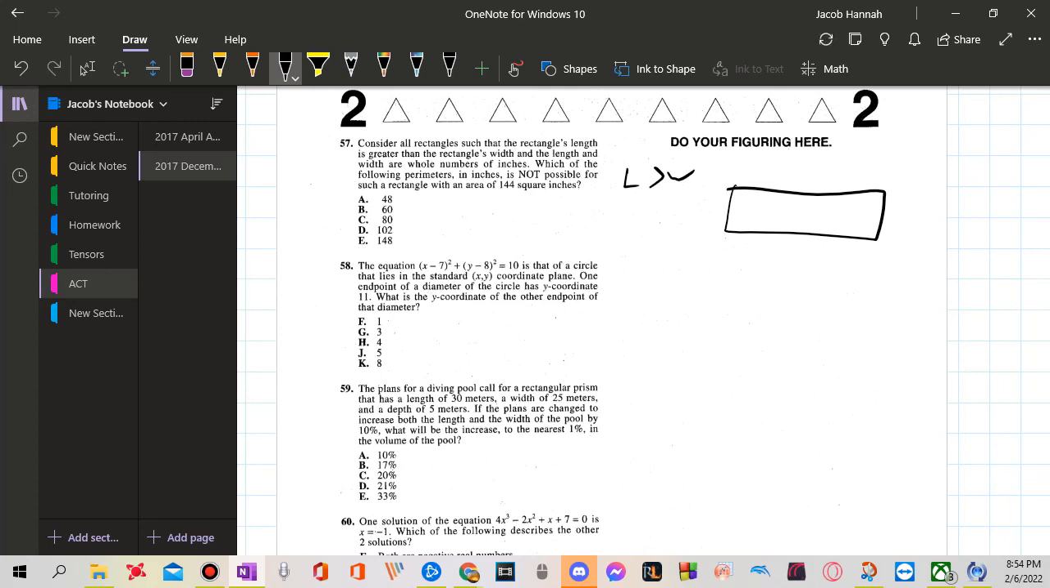Yeah, I'm not sure what to say about this with an area of 144. So 144, that's 30. That's 36 times 4. So that can't be it.